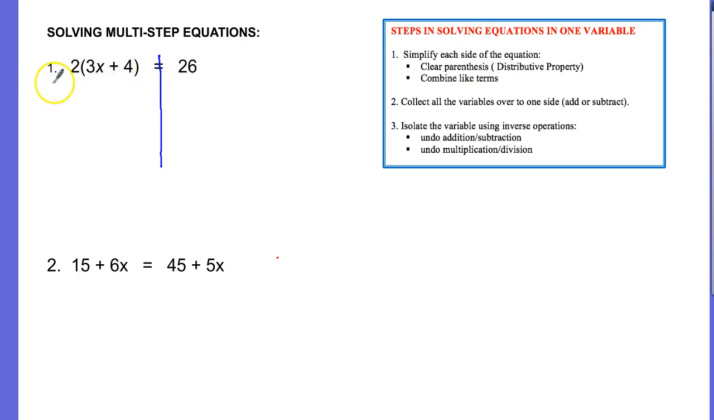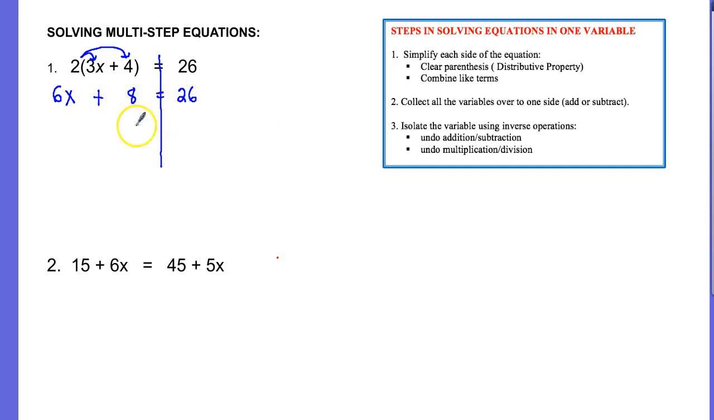Do we have parentheses on the left side? Yes, we do. So we have to use the distributive property to clear that. So you have two groups of 3x plus 4. That means two groups of 3x is 6x, and two groups of 4 is 8. On the right side, it's already simplified because it's by itself.